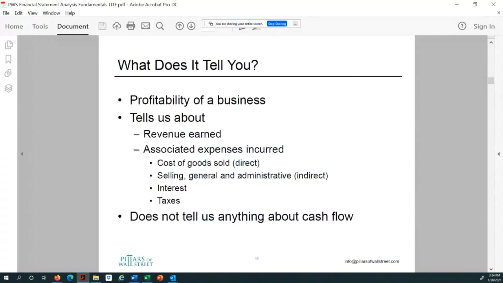Yep, sure, definitely. So basically, an income statement tells us absolutely nothing about cash flow. An income statement is based on accrual accounting. What is accrual accounting? Well, accrual accounting means we are recognizing revenue as it's generated or earned and expenses as they're incurred, but not when cash is going in or out.